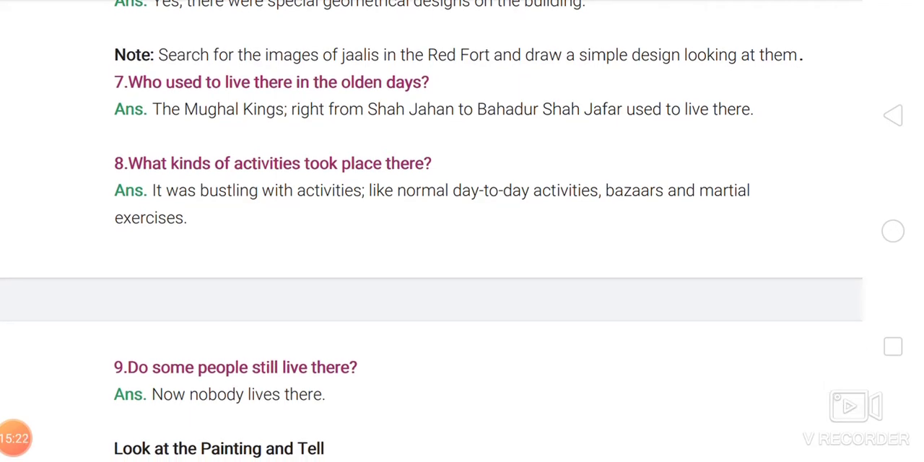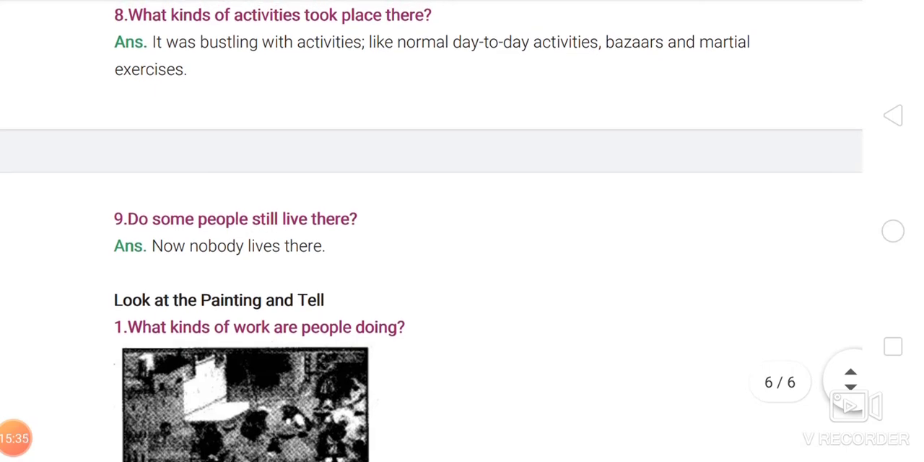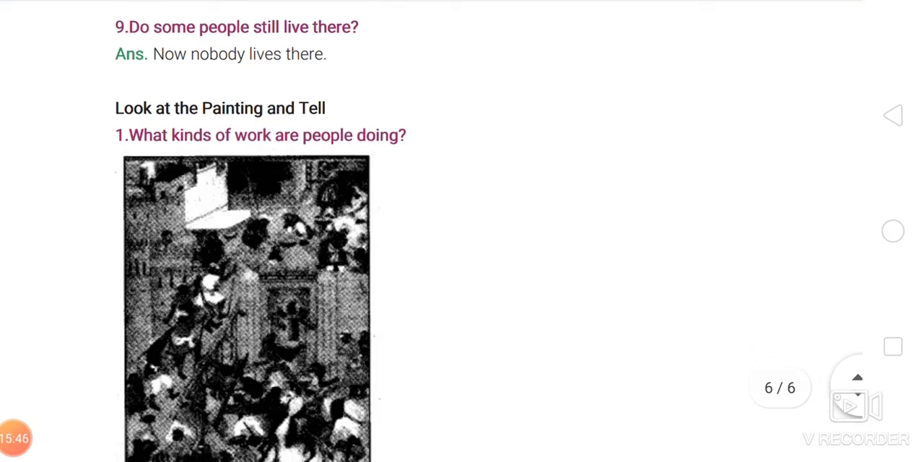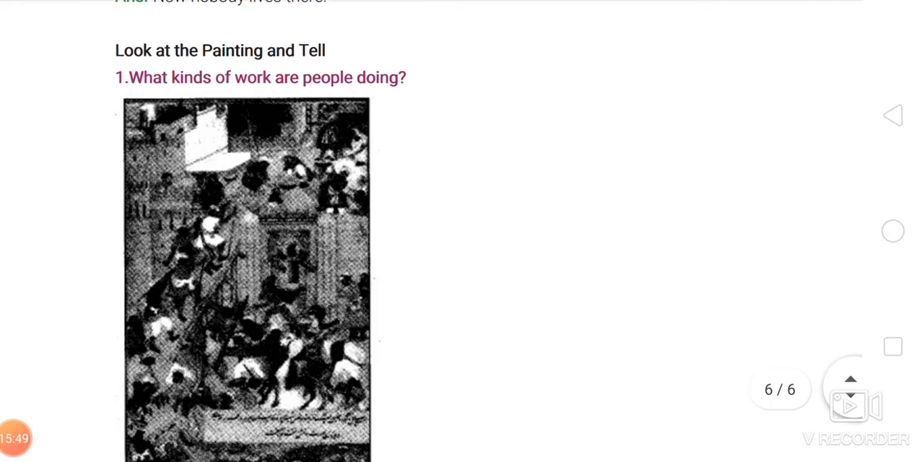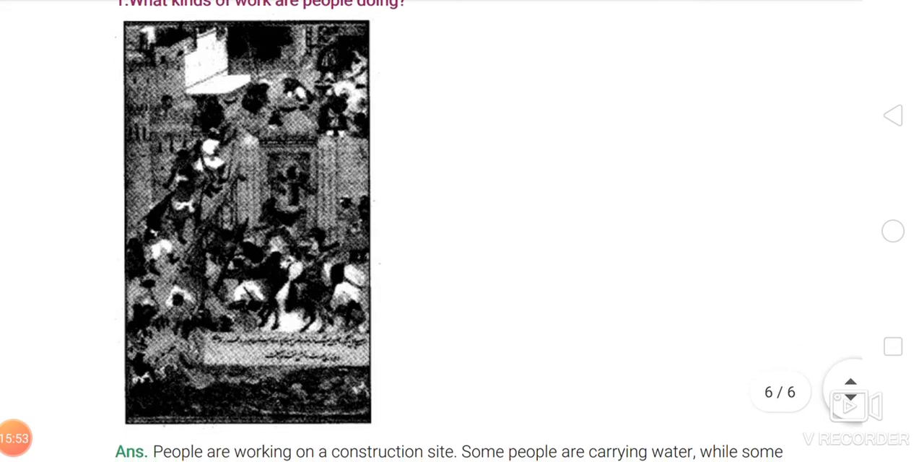Who used to live there in the olden days? The Mughal kings, right from Shah Jahan to Bahadur Shah Zafar, used to live there in the Red Fort. What kinds of activities took place there? It was bustling with activities like normal day to day activities, bazaars, and martial exercises. Do some people still live there? Now nobody lives there.